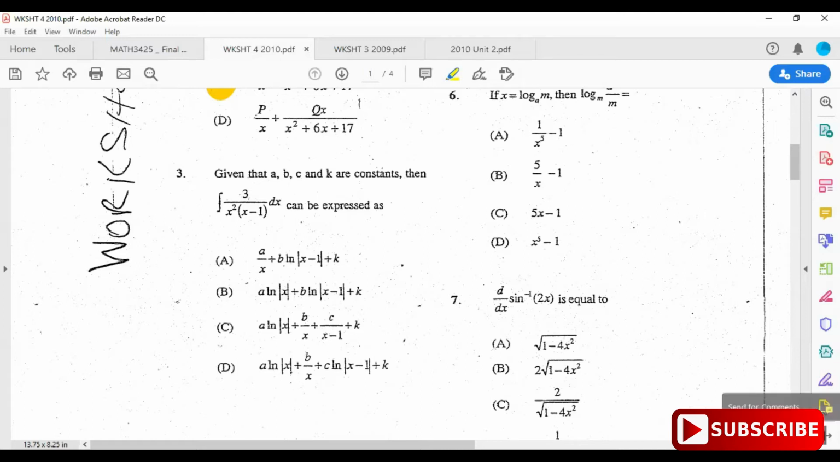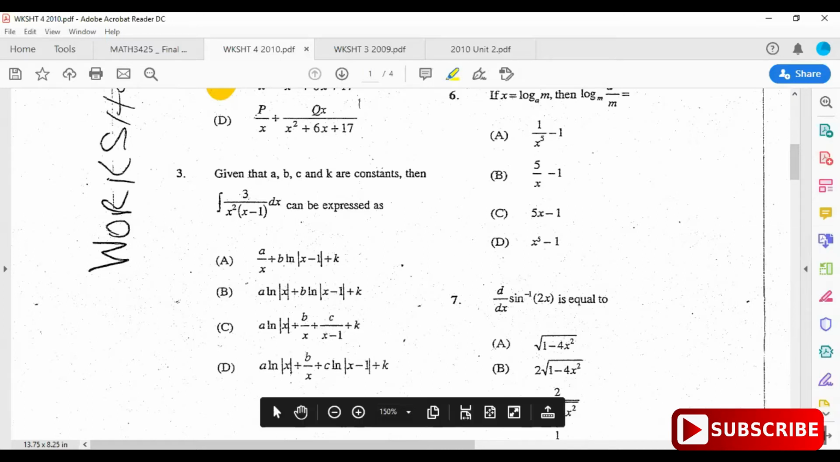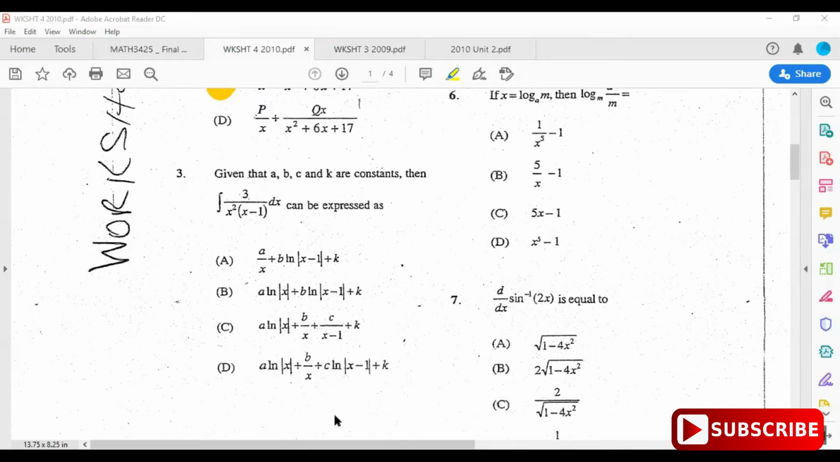You sure you want to do that? x squared times x minus 1 dx. You sure you'd want to do that? Why not, sir? The first thing I would think about doing is notice that partial fraction. Exactly, partial fraction. And so this is what should come to your mind first right there, partial fraction.